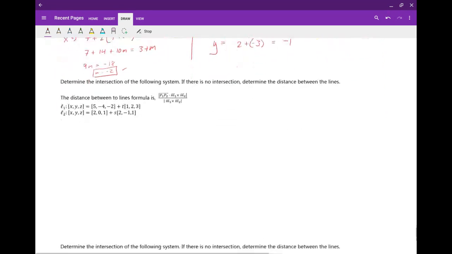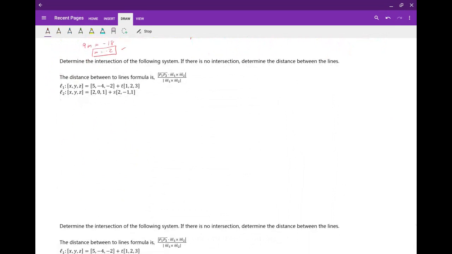Now, determine the intersection of the following two systems. If there is no intersection, determine the distance between the lines. The distance between the lines formula is this. In this scenario, I think we actually have no solution, so I'm going to show you. I think the reason I wrote this question was so that we could use this distance between two lines formula, and I'll show you how to use this.